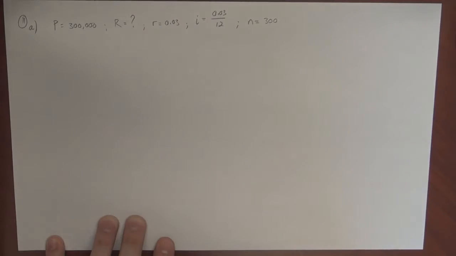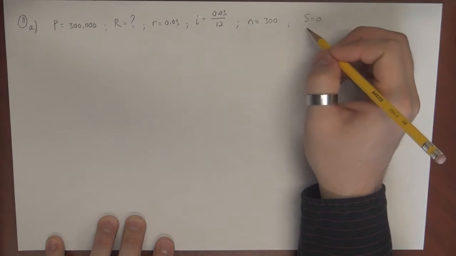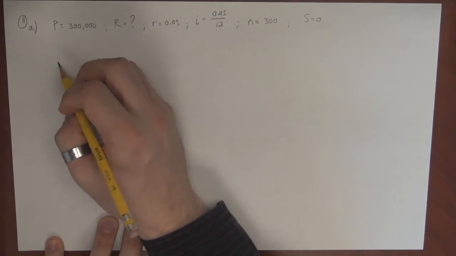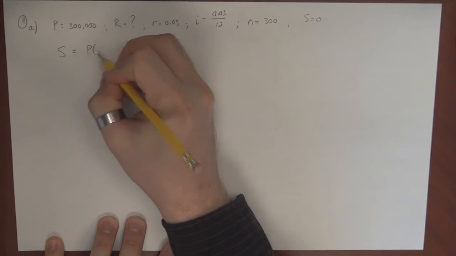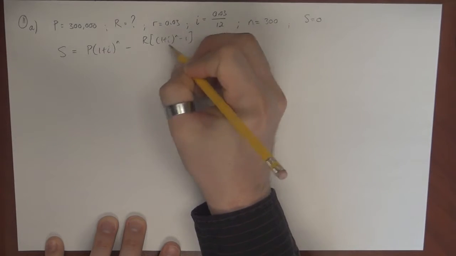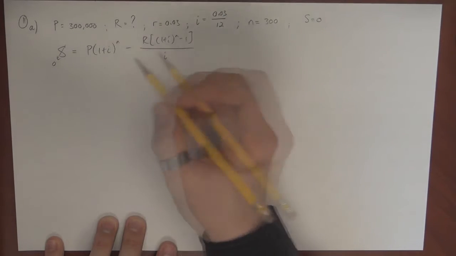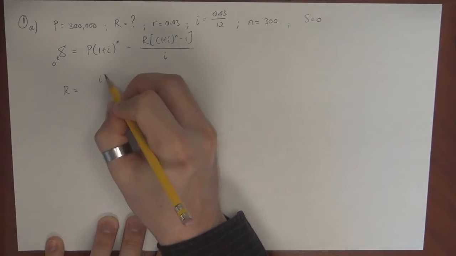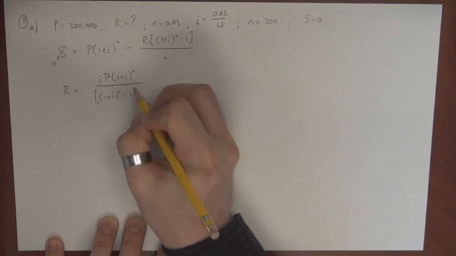So to pay off the loan in that time, S is 0. The amount left on the loan at this time is 0. So I can look at my basic loan equation, which is as follows. This is 0. Then I have to solve for R to get R equals I P (1 plus I) to the n over the bracket like that.